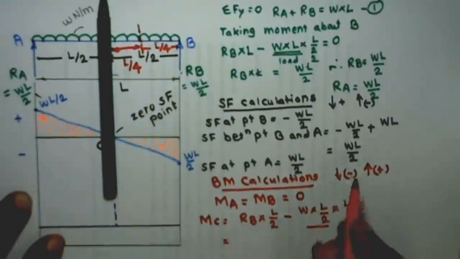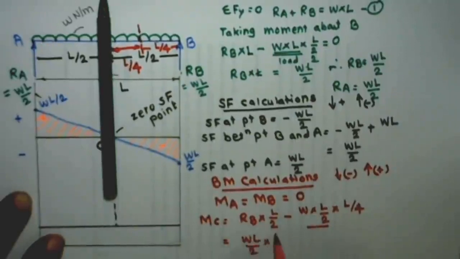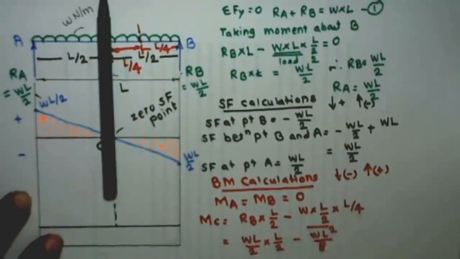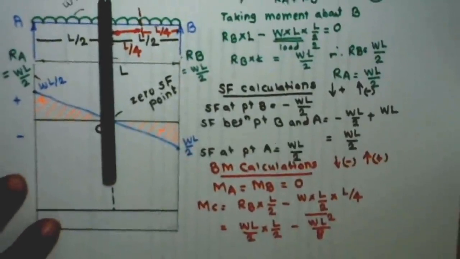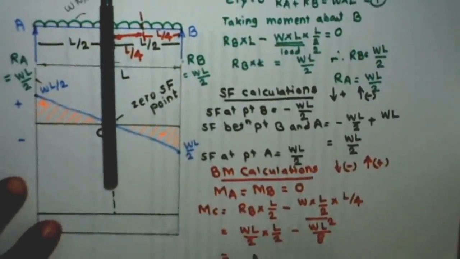So RB, what is the value of RB? W L by 2 into L by 2 minus W L square by 8. Here also you may solve that equation: W L square by 4 minus W L square by 8 is equal to, you will get W L square by 8.